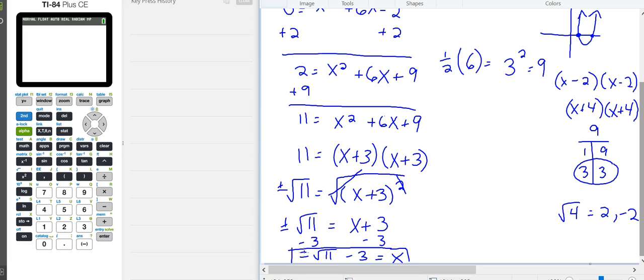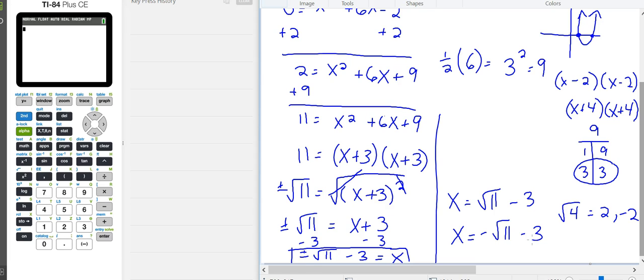One value of x is equal to positive the square root of 11 minus 3. The other value for x is equal to negative the square root of 11 minus 3. So where this graph would cross the x-axis would be at these two coordinates. We could find approximately where that would be on the calculator.